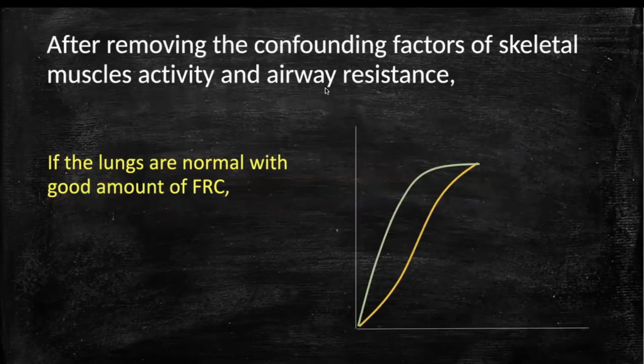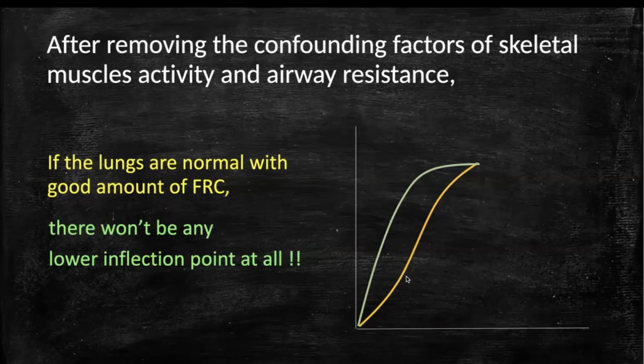So after removing the confounding factors of skeletal muscle activity and airway resistance, if the lungs are normal with a good amount of FRC, you will have a static PV loop like this. Here you can see there is no lower inflection point.